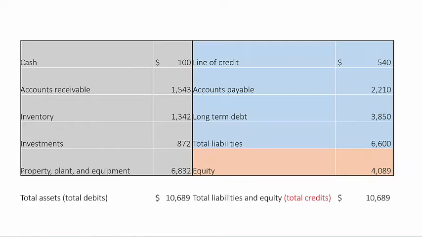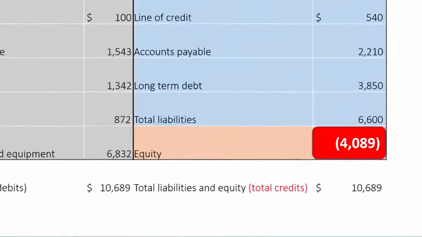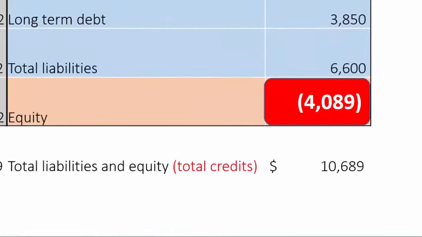Let's just test your understanding of this balance sheet. Let's just say your business sucks. It sucks like a dot-com company around the turn of the century. In other words, the business just kept on losing money. And instead of a positive $4,089 in equity, you've got a negative $4,089 in equity. My question to you is, is that balance a debit or a credit?